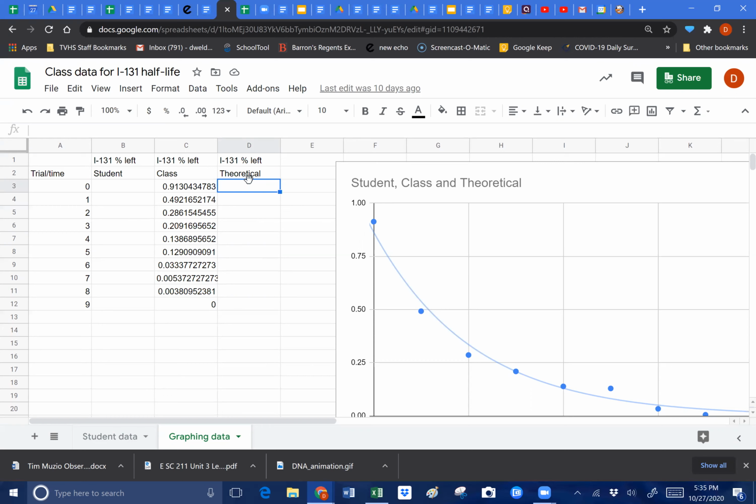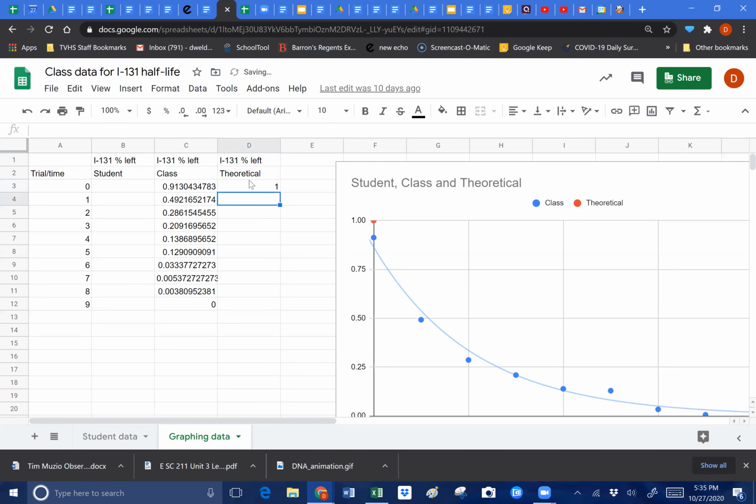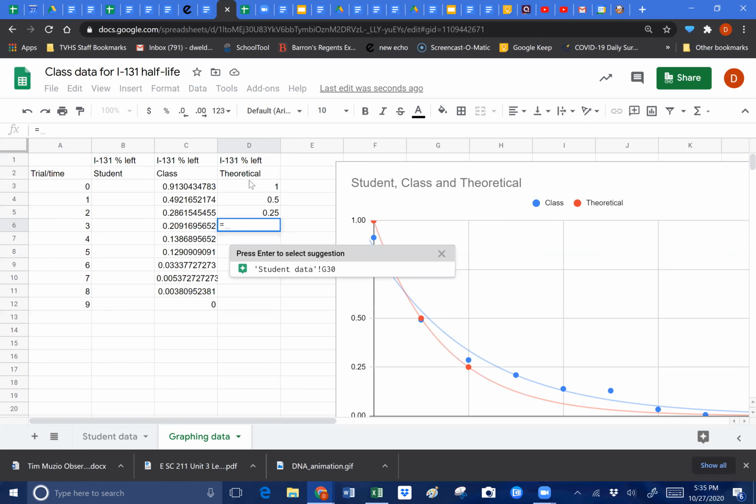For theoretical, for example, I should always start with 1. And then after 1 half-life, I'll have 50% or 0.5. And after 2 half-lives, I'll have 25% or 0.25, et cetera. And just a little tip, if you want to know how to do formulas, you always start with equals, and then you can click in the cell of the variable that you want, and then hit divide by 2, enter, and it will automatically divide that by 2.